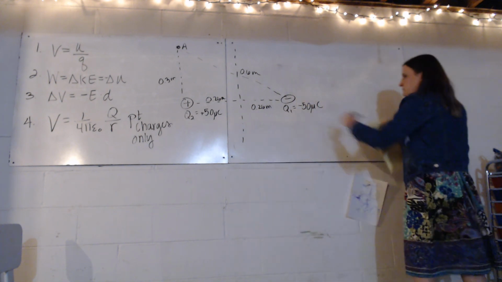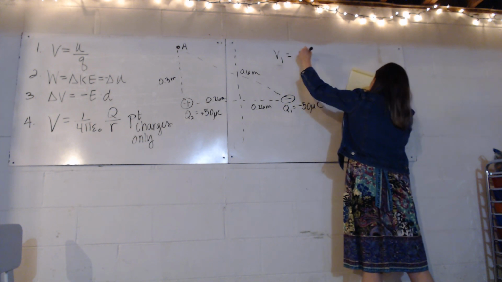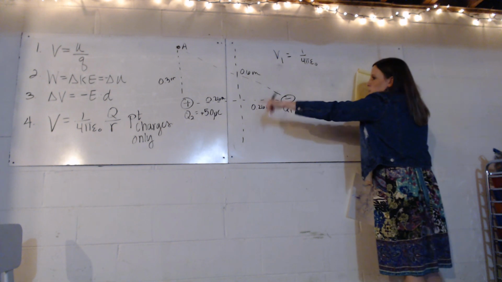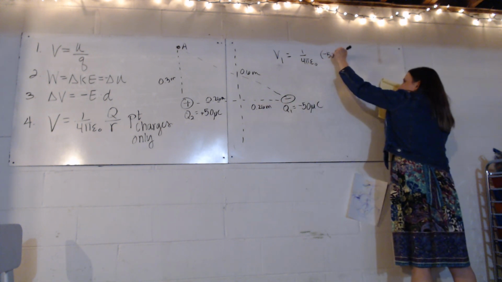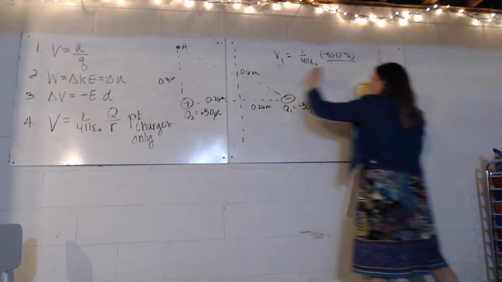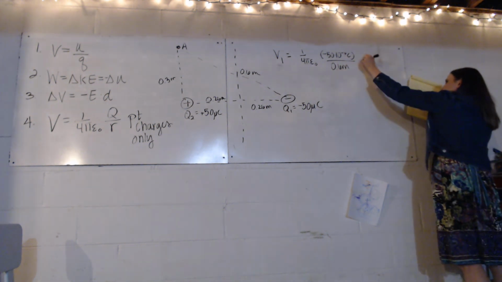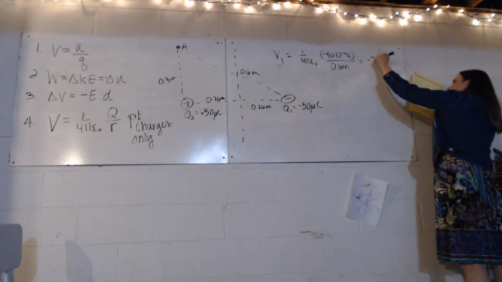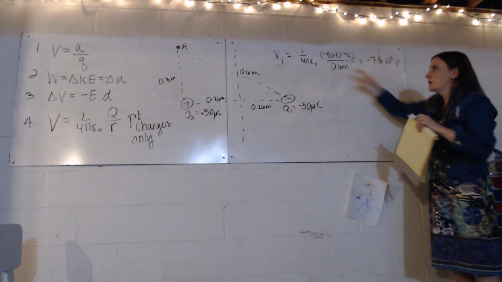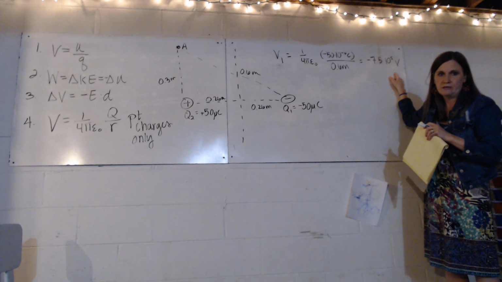So if I were going to solve this problem, I would say V1 at point A is equal to 1 over 4 pi epsilon naught times Q, which is negative 50 times 10 to the negative 6 coulombs, divided by R, which is 0.6 meters. And so if I plug that into my calculator, I get negative 750,000, so negative 7.5 times 10 to the 5th volts. So it is plug and chug. Just be careful, the sign of the charge will give you the sign of your V.